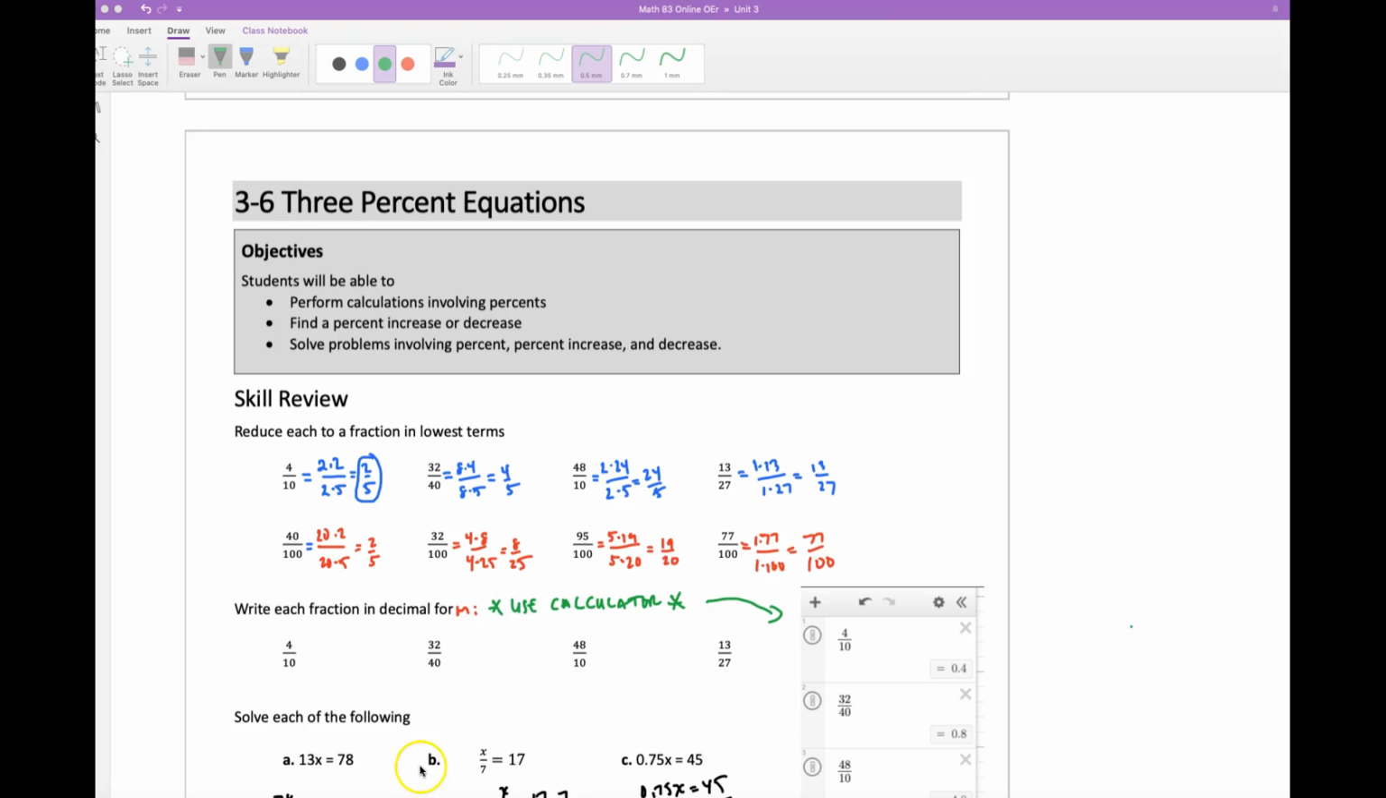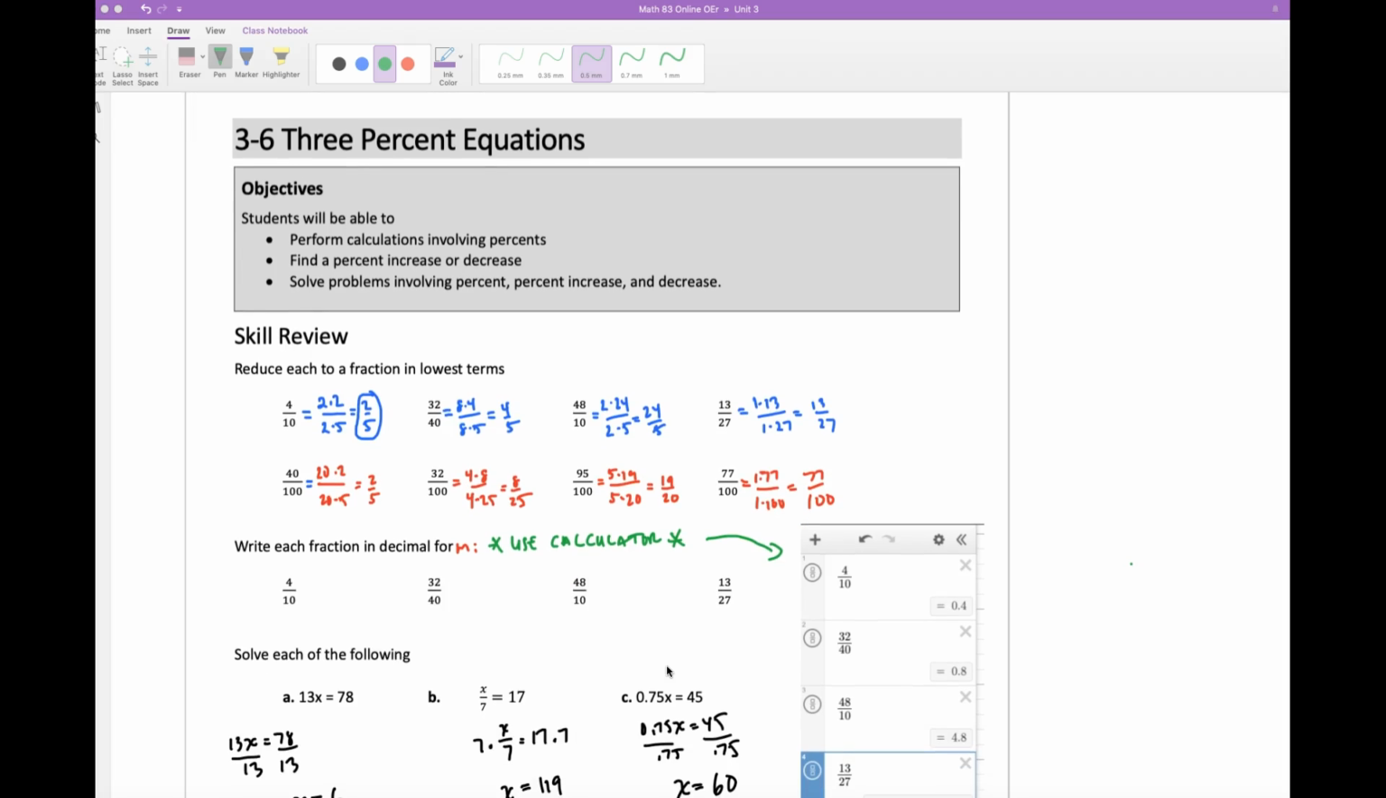We're going to go ahead and take a look at lesson 3.6, percent equations. We spent time looking at percent problems using equations in algebra. Percents become an important part of not only this class, but also in statistics, and knowing how to manage your percents fluently and very quickly is important in statistics, the next class.